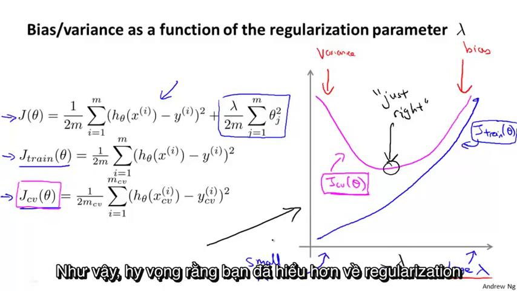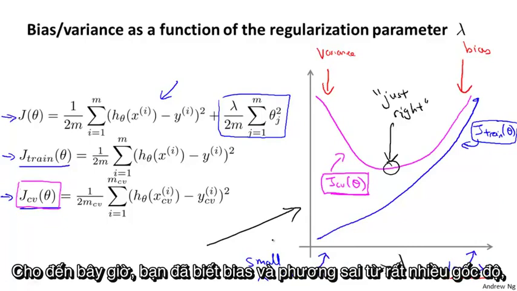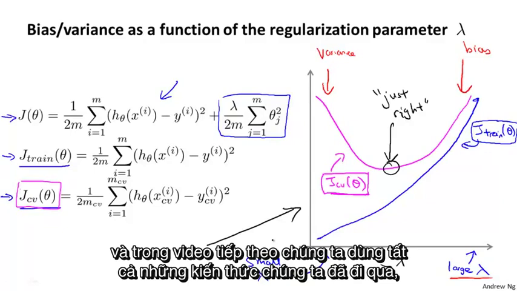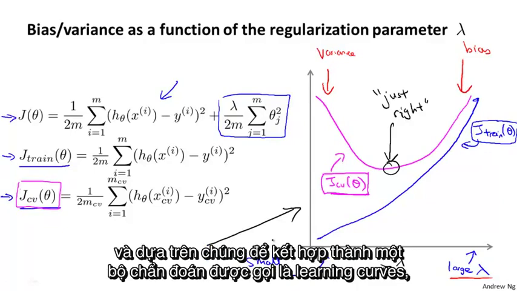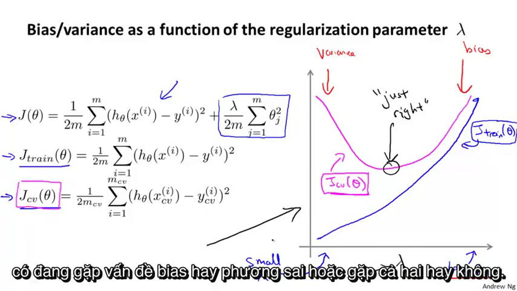So hopefully that gives you more insight into regularization and its effects on the bias and variance of a learning algorithm. By now you've seen bias and variance from a lot of different perspectives. And what I'd like to do in the next video is take a lot of the insights that we've gone through and build on them to put together a diagnostic called learning curves, which is a tool that I often use to try to diagnose if a learning algorithm may be suffering from a bias problem or a variance problem or a little bit of both.